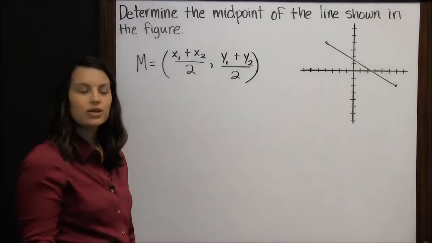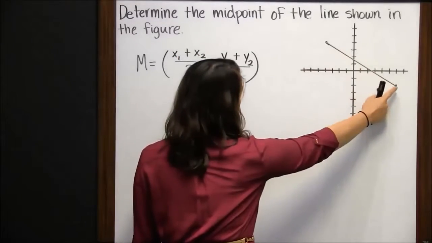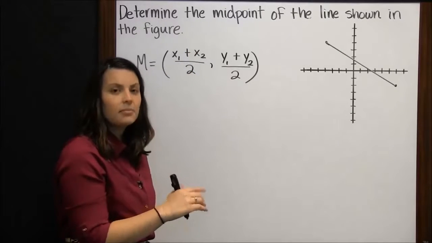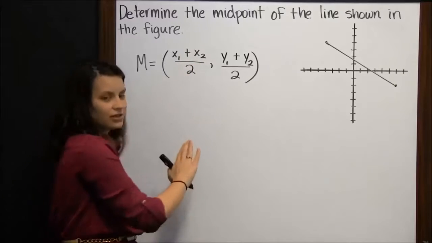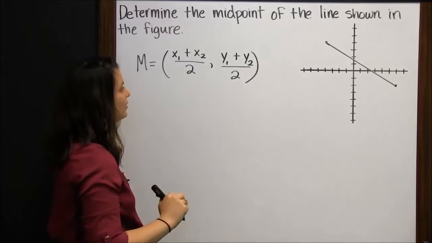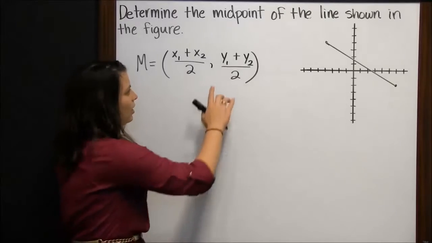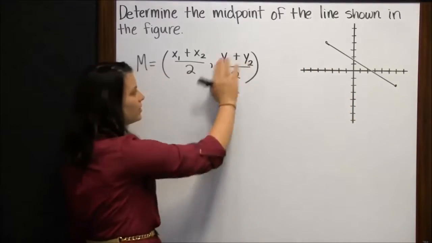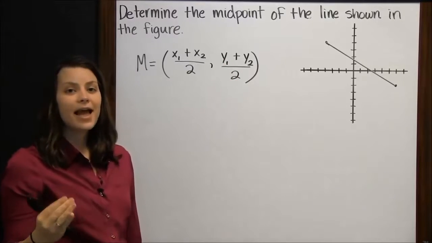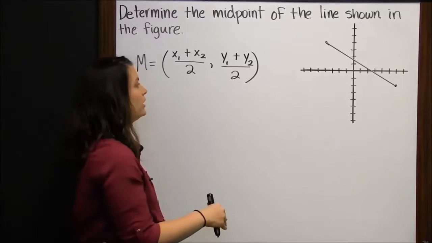So what you're doing is you're adding your two x coordinates together from the two endpoints and dividing that sum by 2, basically finding the average of the x values, which would be the middle of the x values, and then doing the same with your y coordinates of your two endpoints. You'll add those together and then divide that sum by 2. Again, finding the average of those y coordinates, or the middle of the y coordinates.